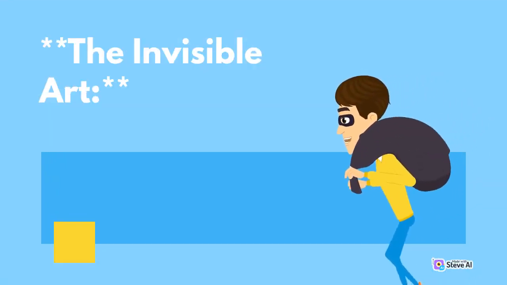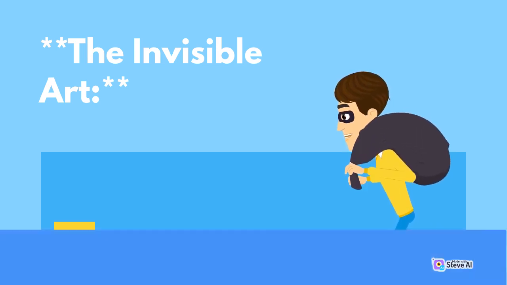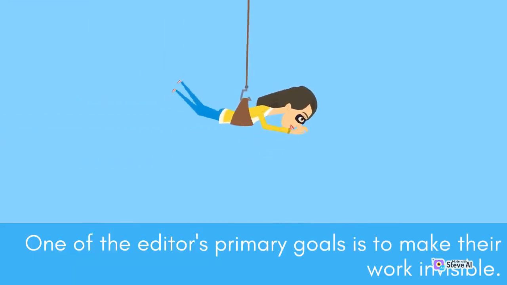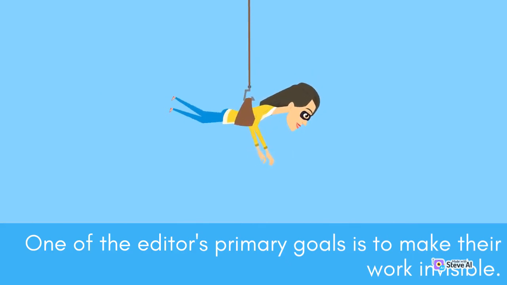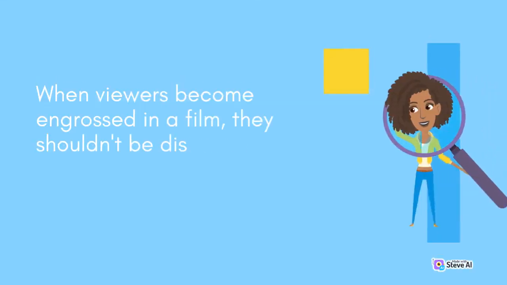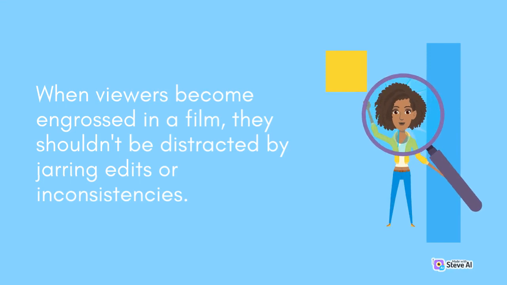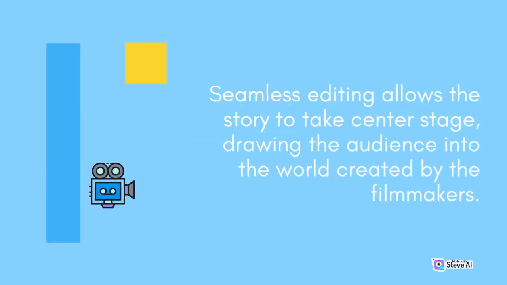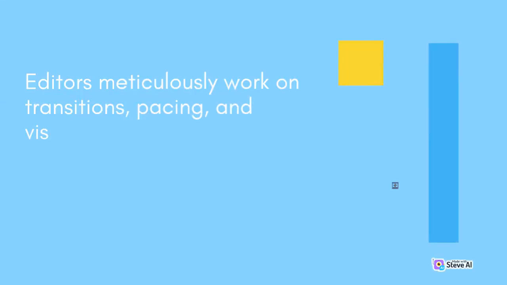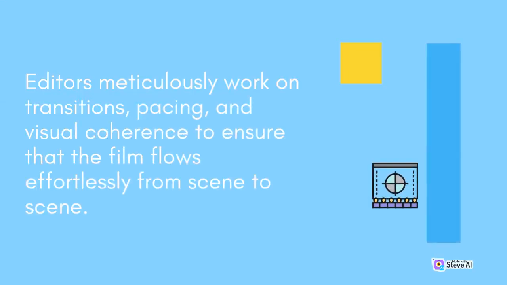The invisible art. One of the editor's primary goals is to make their work invisible. When viewers become engrossed in a film, they shouldn't be distracted by jarring edits or inconsistencies. Seamless editing allows the story to take center stage, drawing the audience into the world created by the filmmakers. Editors meticulously work on transitions, pacing, and visual coherence to ensure that the film flows effortlessly from scene to scene.